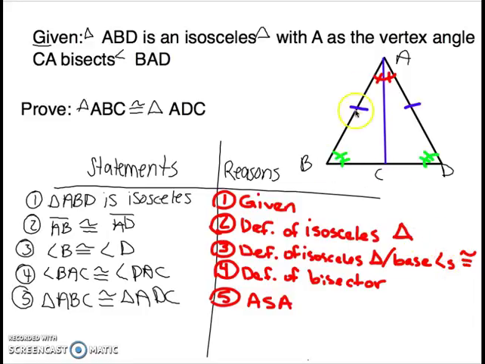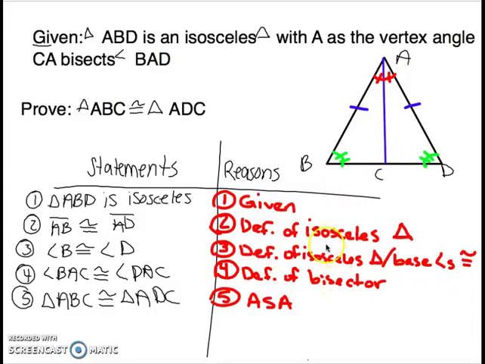Angle BAC is congruent to angle DAC. Well, up here we were told that CA bisects angle BAD, which means this has to be congruent to this. BAC is congruent to DAC. So these are marked congruent as well. So that's the definition of a bisector.